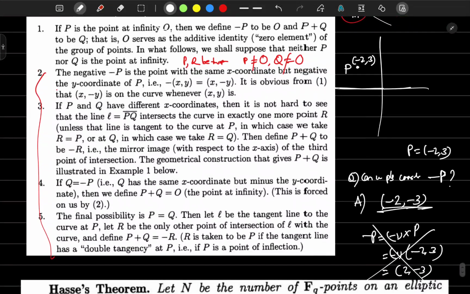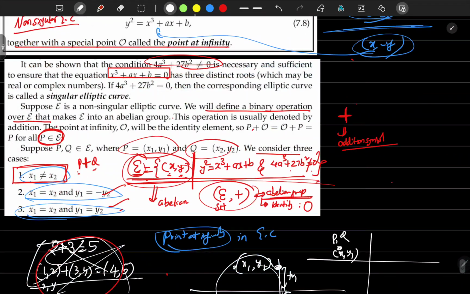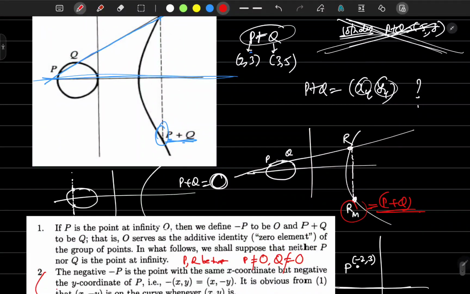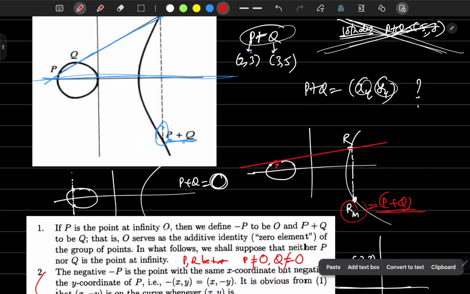So the final possibility is P equals Q. We have seen the first case, we have seen the second case just now, and this case is colliding points. If P, Q both collide, then what will it become? It will become a tangent. Same story again. Once it becomes a tangent, the point here is R, and Rm will be equal to P plus P. P plus P you are denoting as 2P. Do you understand my point?